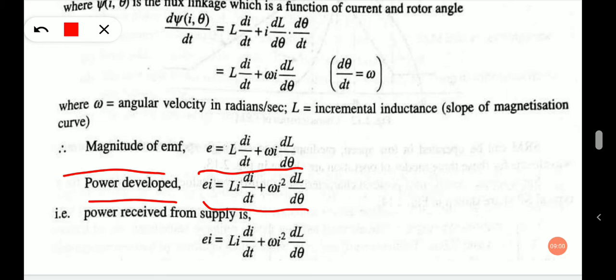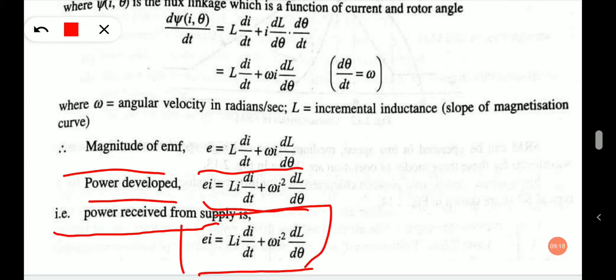So this is the expression where the previous equation is multiplied by current i. That is, power received from supplies EI equals L i di by dt plus omega i square dL by d theta.